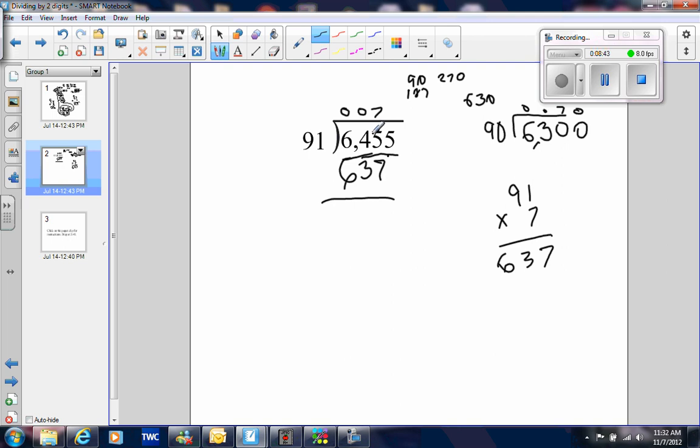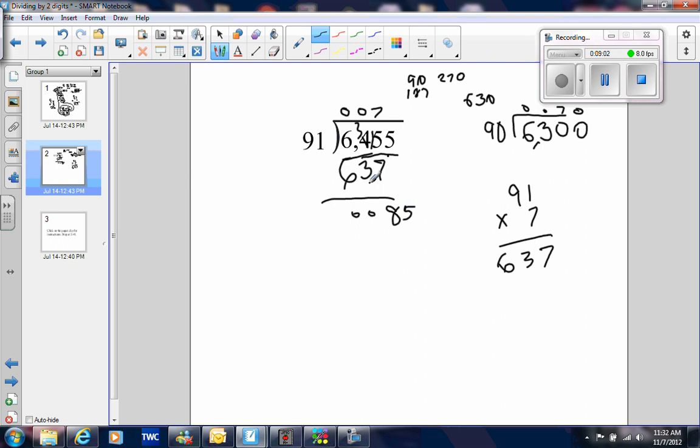Can't do 5 minus 7. I have to do a regrouping. 15 minus 7 is 8. 3 minus 3 is 0. 6 minus 6 is 0. Okay, so I've handed out everything. I got a very small number, much smaller than 91. So that's good. I'm going to bring down my 5 then.